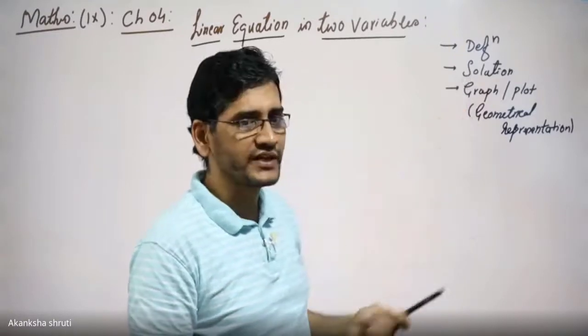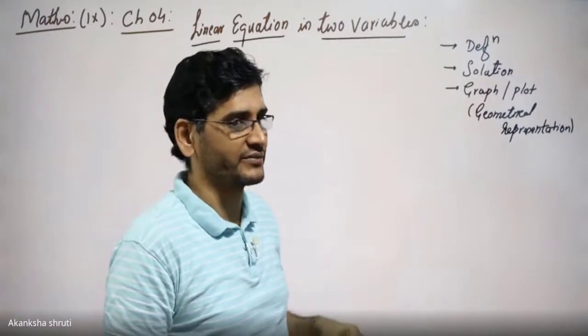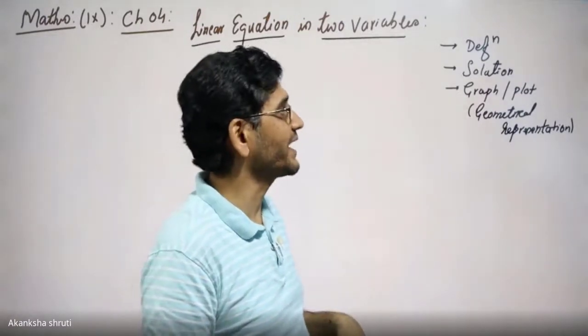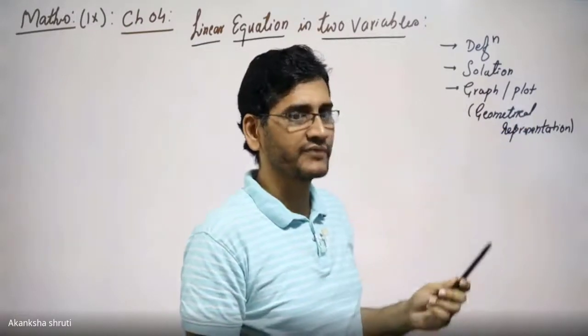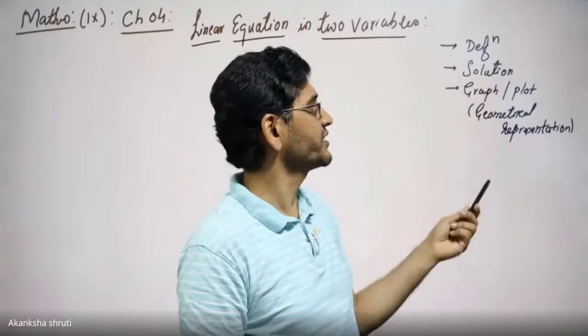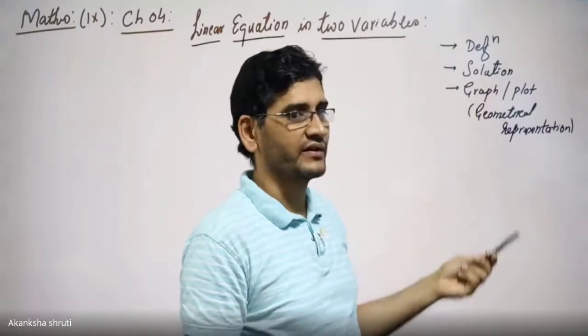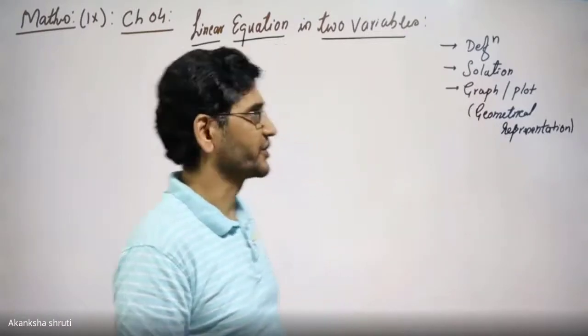Then the next one is the solution of this linear equation in two variables, the values of the variables x and y. Then the graphical plot and finding the area bounded by the given linear equation and the geometrical axes. This is also called the geometrical representation.